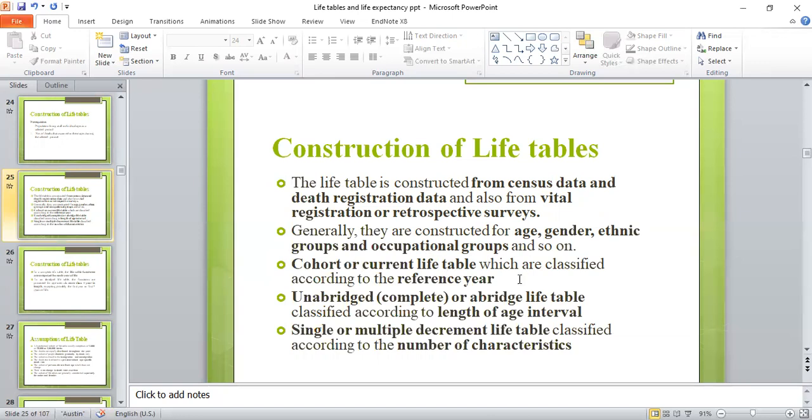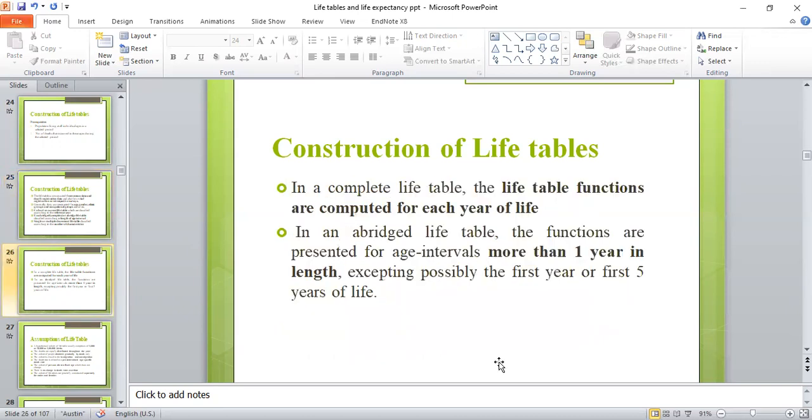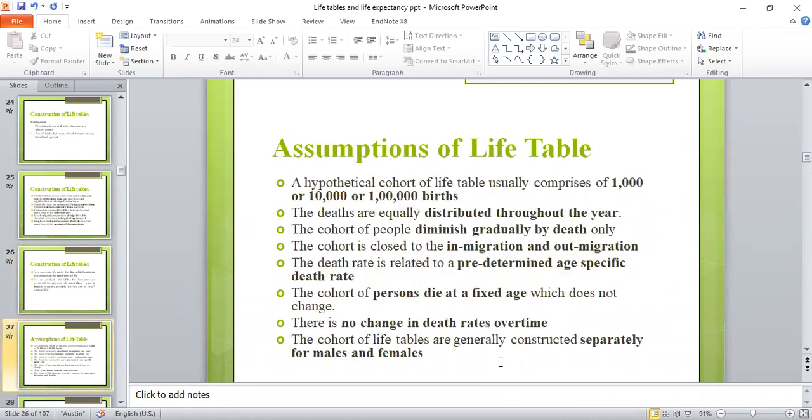Cohort or current life tables are classified according to reference years, whereas unabridged, which is known as complete, or abridged life table is classified according to length of age intervals, whereas single or multiple decrement life table is classified according to number of characteristics. In the complete life table, the life table functions are computed for each year of life. In the abridged life table, the functions are presented for age intervals of more than 1 year of life, excepting possibly the first year or first 5 years of life.